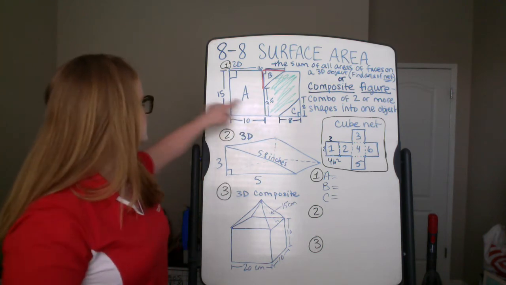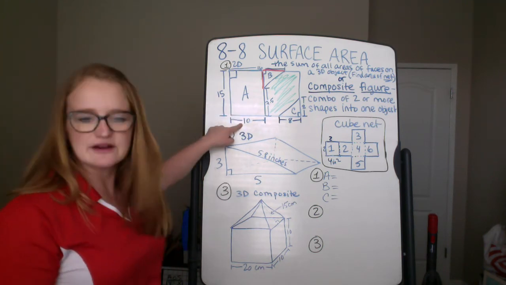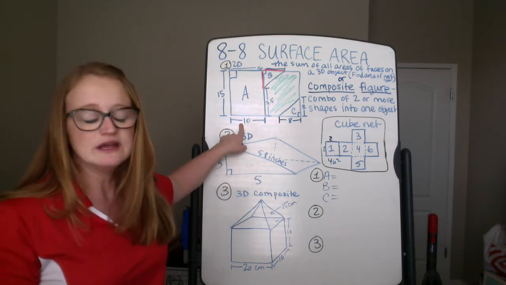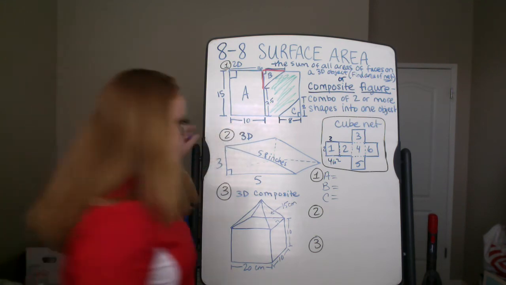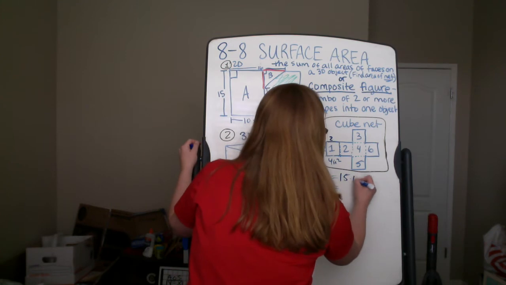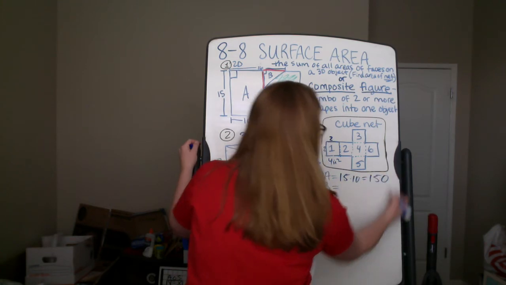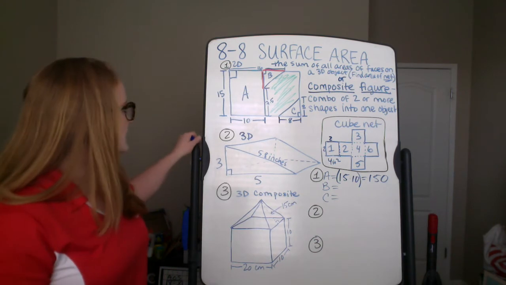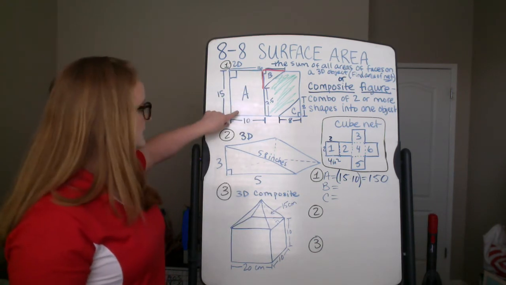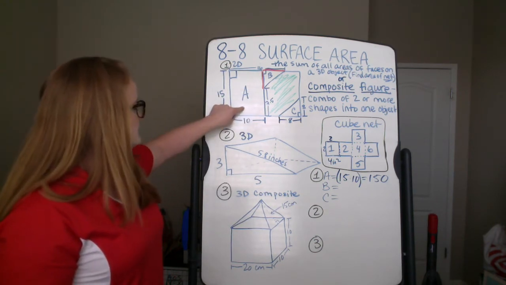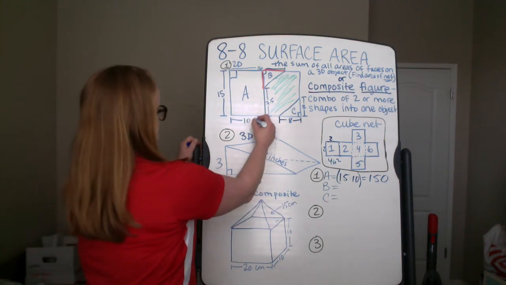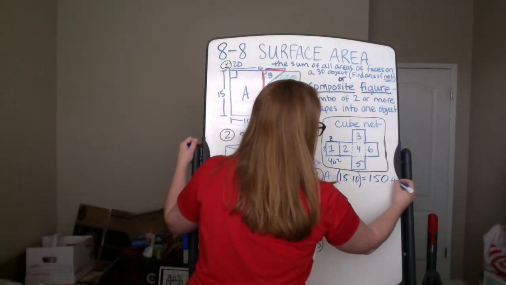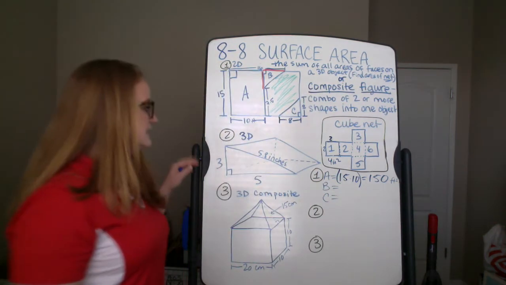So for this one, these dimensions are 15 and 10, and the area of a rectangle is base times height, or length times width. You can think of it that way too. So 15 times 10, right? And 15 times 10 is 150. All right, so that is the total area of this. So we need 150, well, let's just call this feet, 150 feet squared in that section.